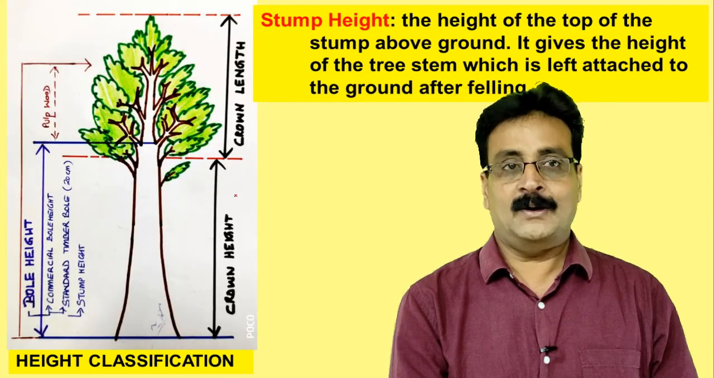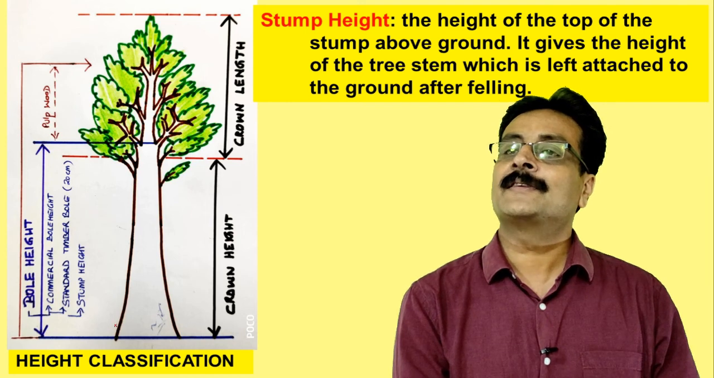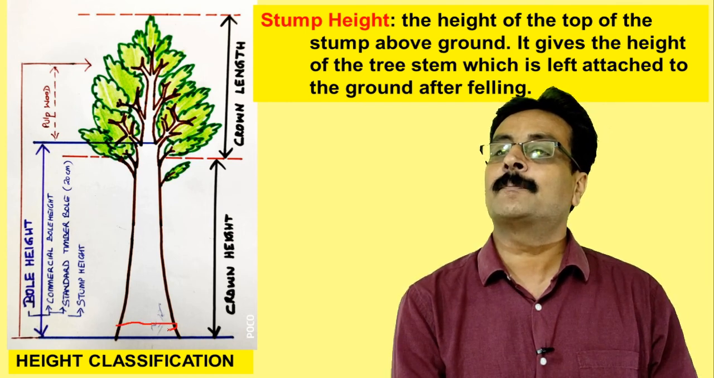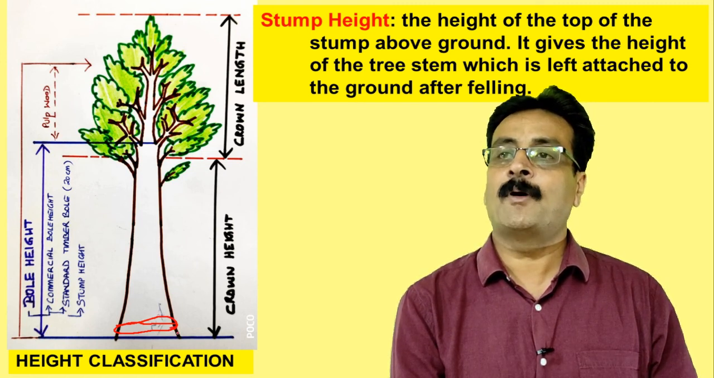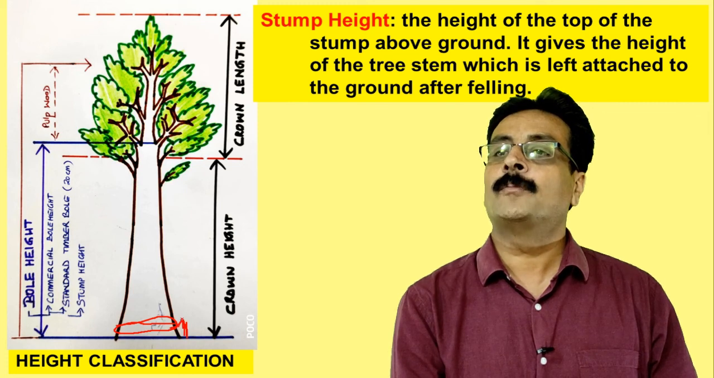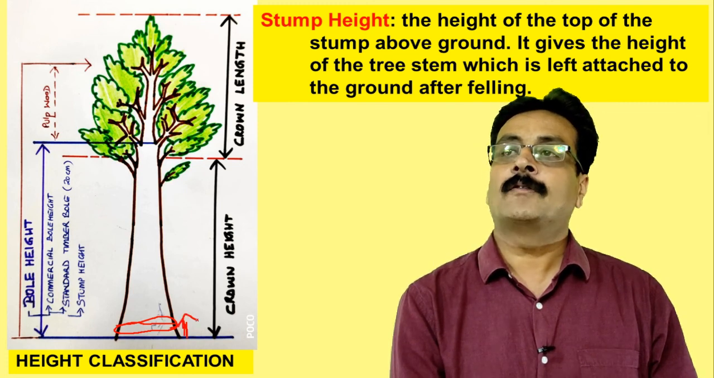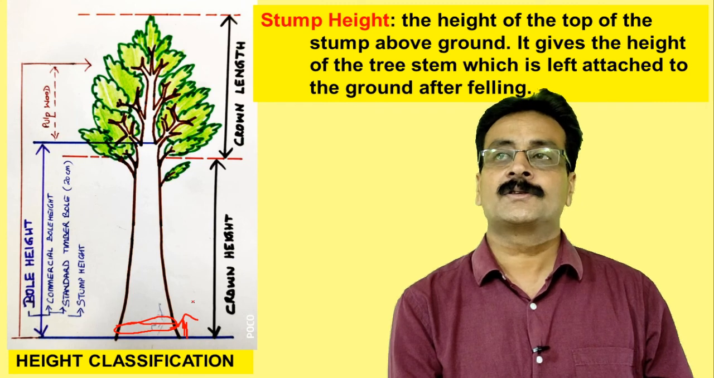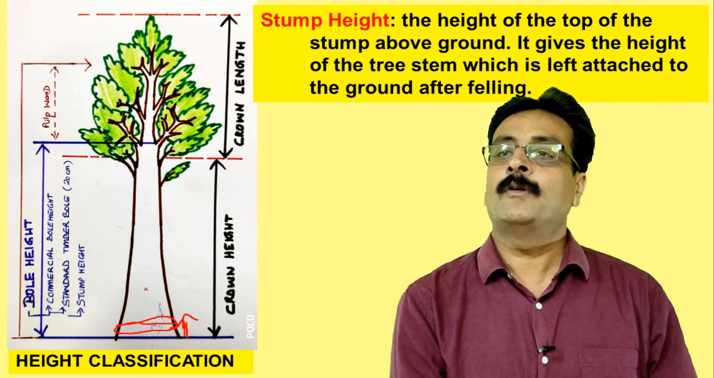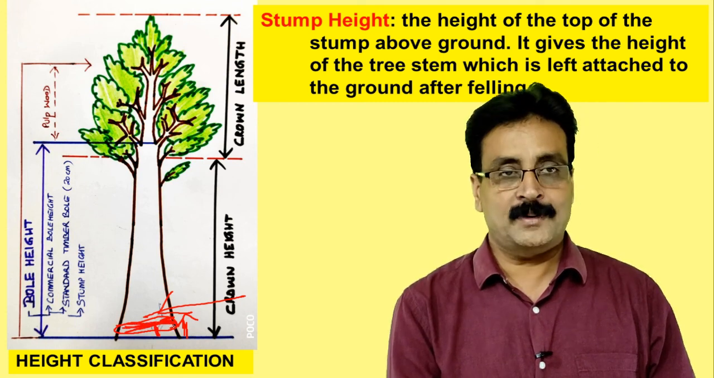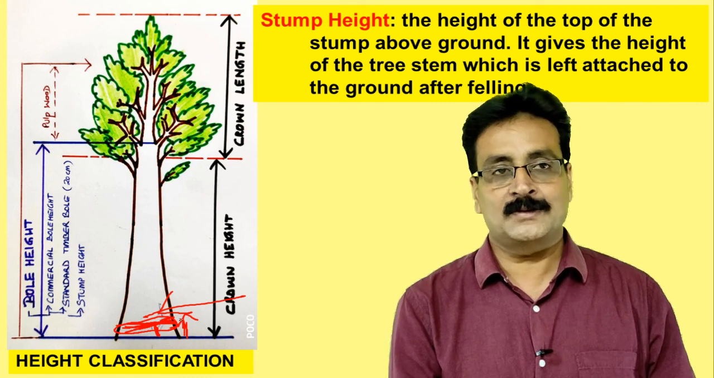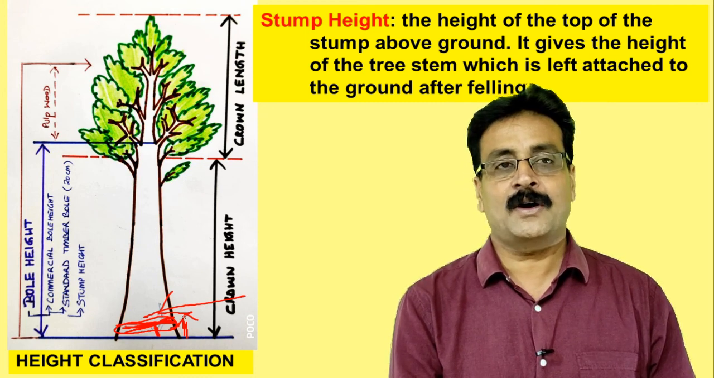Stump height. Now stump height refers to the lower level. For example, when we fell the tree at this part, this is the height of the top of the stump above the ground. It is the height of the stem which is left attached to the ground after felling. When we fell from here, this height is called stump height. So these are the different classifications of height.